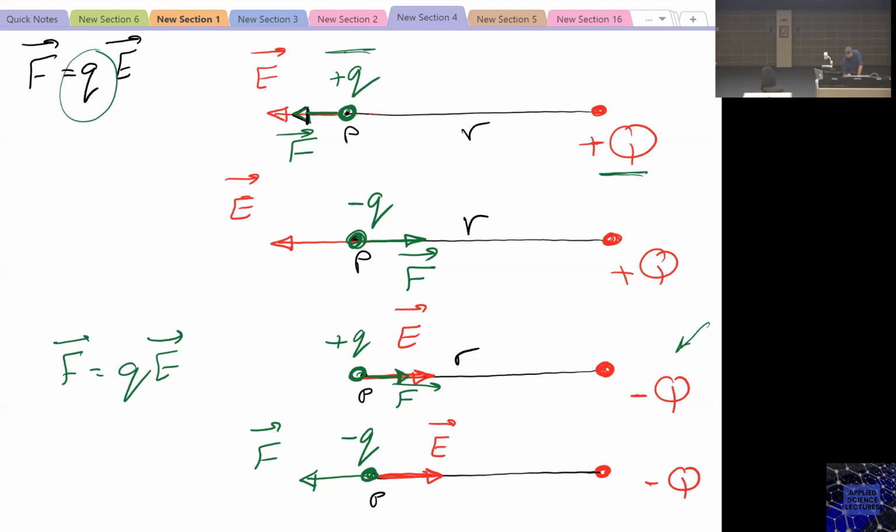positive, positive. They're alike. Force, repulsive. Positive, negative, attractive. Negative, positive, attractive. Opposite. Negative, negative, alike, repulsive. But today we've looked at it from different angles.